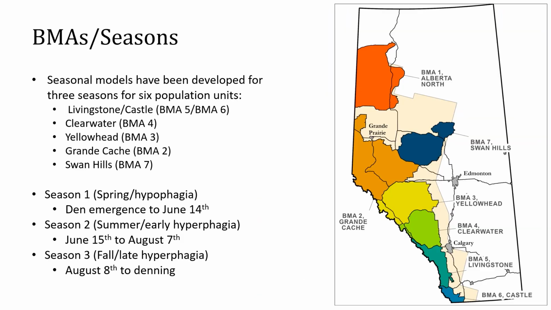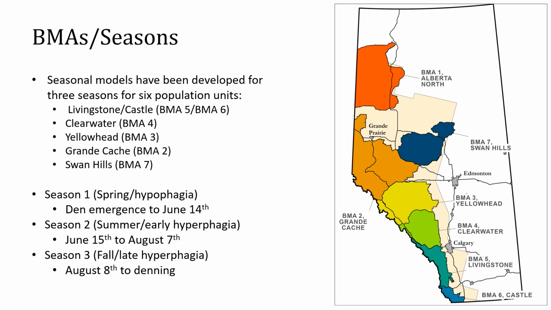Let's go over what BMAs and over what seasons we have our risk and RSF models for. So we've developed seasonal models for 3 seasons for 6 population units. We have the Livingston Castle models, which combines BMA 5 and BMA 6. We have the Clearwater model, which is BMA 4, the Yellowhead model, which is BMA 3, the Grand Cache model, which is BMA 2, and the Swan Hills model, which is BMA 7. We have developed these for 3 seasons.